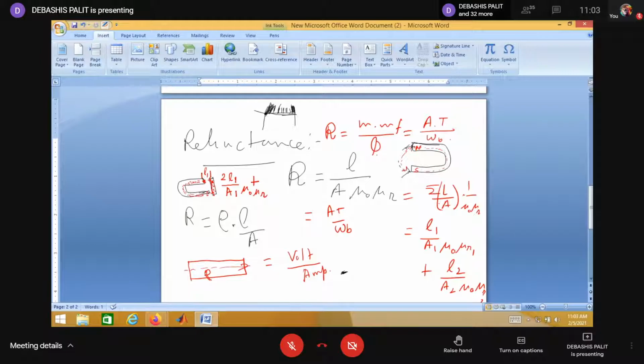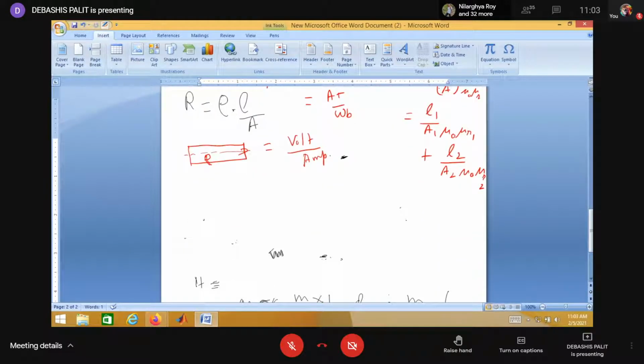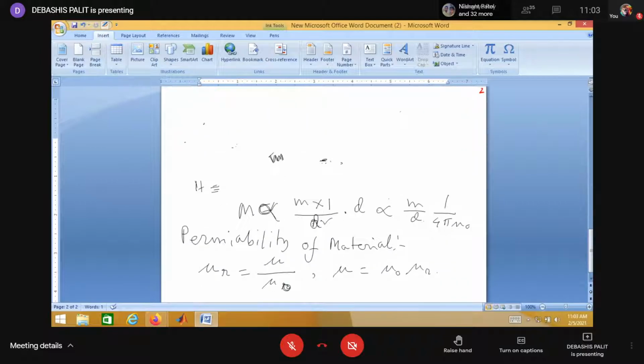Say if it is passing through the magnetic material, that portion is L2. Then this you can also consider as A1. This is mu R1 and this is mu 0, mu R2, mu R2, like this. So when you solve a problem, then you can understand it better.